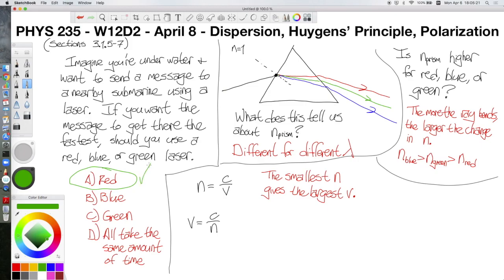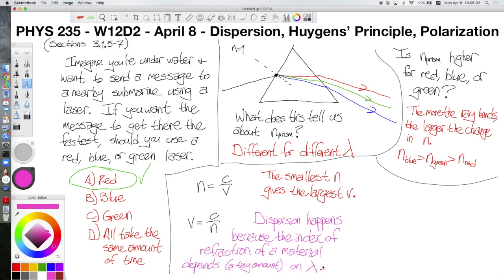Now, if you've looked up the index of refraction values for red, green, and blue in the textbook, you'll see that they're not very different. They're very, very close together, just slight differences. So there wouldn't be a significant difference in the amount of time that light takes to reach the submarine with the 3 different lasers, but red would get there first. So dispersion happens because the index of refraction depends on the wavelength.